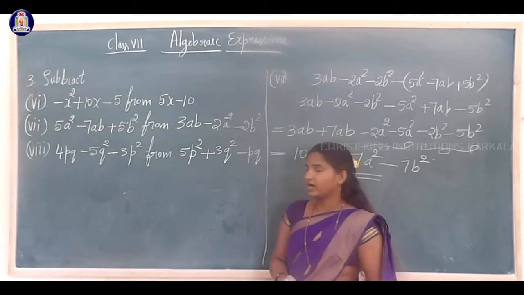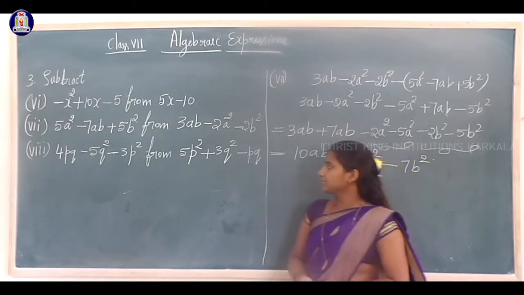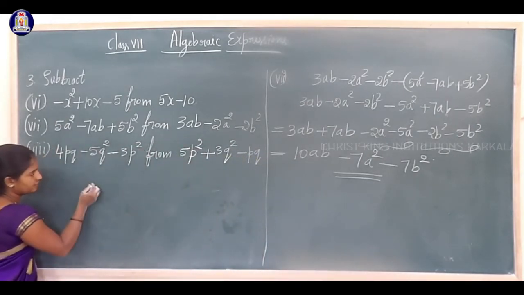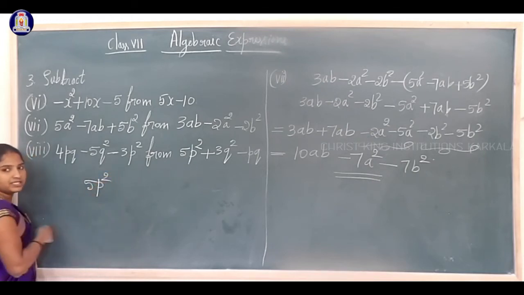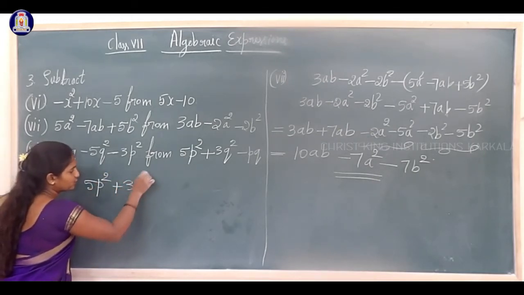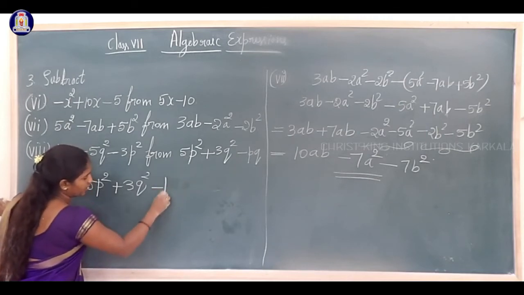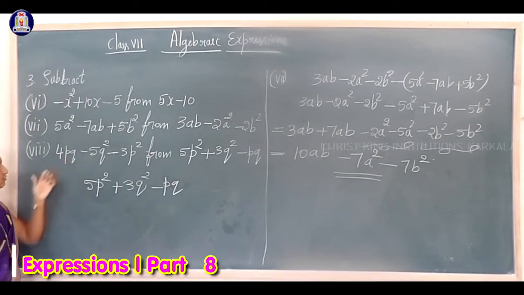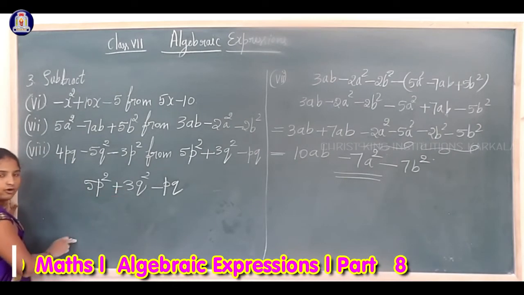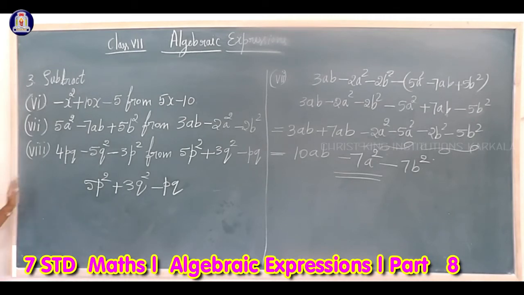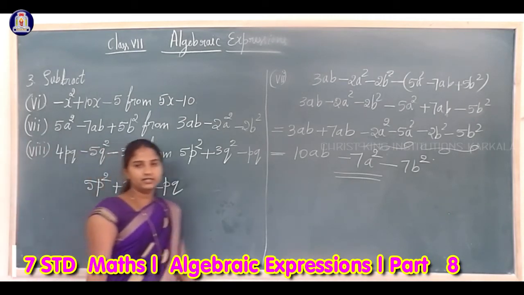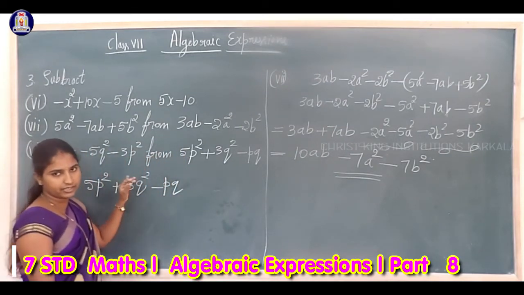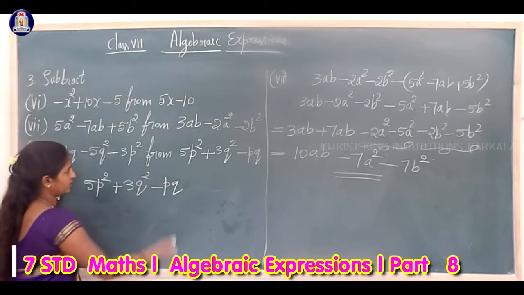4pq minus 5q square minus 3p square. This you have to subtract from the second expression. Okay, we'll see. The second expression is 5p square plus 3q square minus pq. This you have to subtract from this, meaning 4pq. Is there any pq term? This sum we will solve by the vertical method. All the sums we solved by the horizontal method, the last one we will solve by the vertical method. If you want, you can solve by the horizontal method only. Clear? So once we will solve by the vertical method.